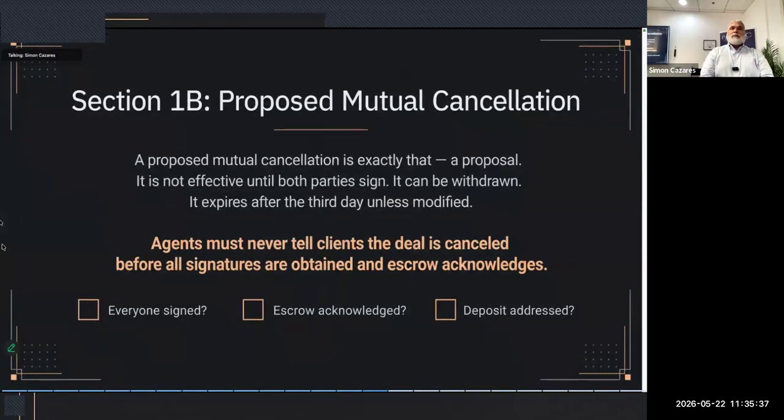All right, proposed mutual cancellation. A proposed mutual cancellation is exactly that, a proposal. It is not effective until both parties sign. It can be withdrawn, and it expires after the stated date unless modified. Agents must never tell clients the deal is canceled before all signatures are obtained and escrow is acknowledged. Everyone signs, escrow acknowledges, deposit addressed, right? Where does the deposit go? Back to the buyer, some to the seller, or all to the seller? So there has to be a mutual understanding in a mutual cancellation.